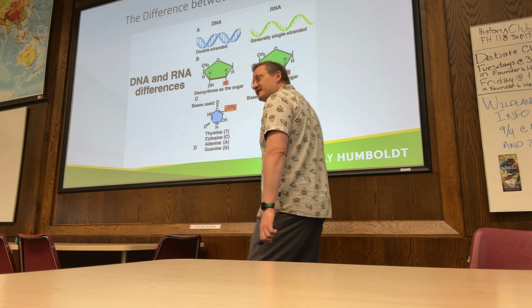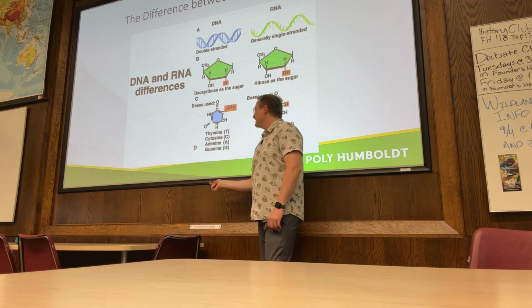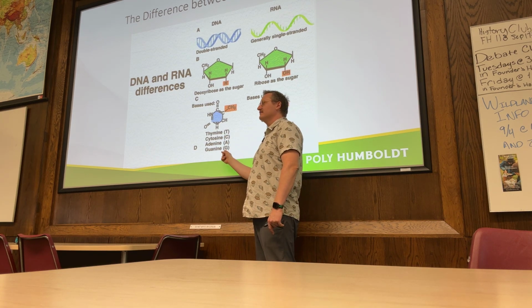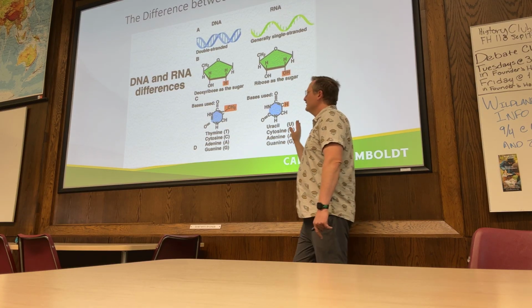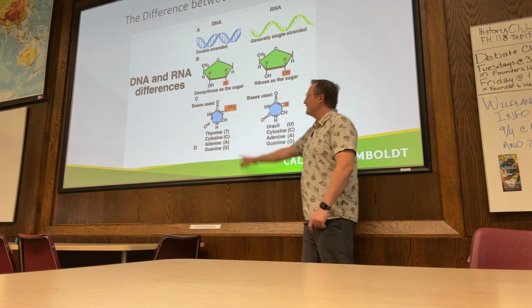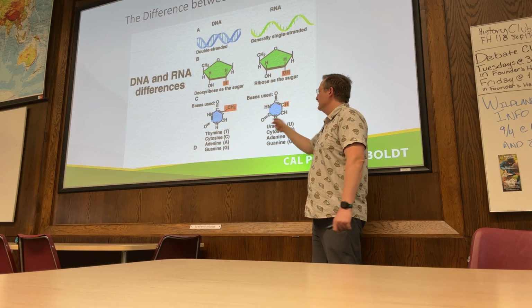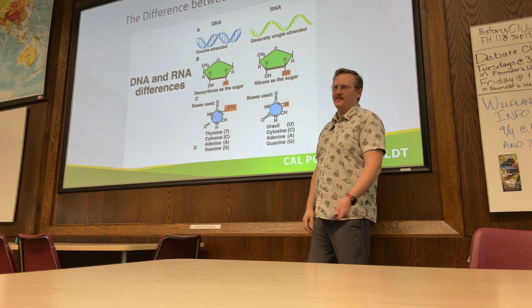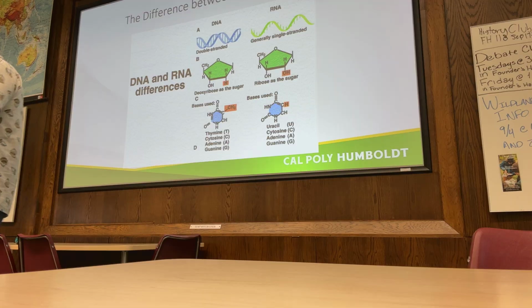The last difference are the nitrogenous bases that are being used. DNA uses A, T, C, and G, right? RNA uses A, U, C, and G. So most of the nitrogenous bases are the same, but thymine in DNA is replaced with uracil in RNA. Okay? Question. So they both contain genetic code? They both have genetic code.